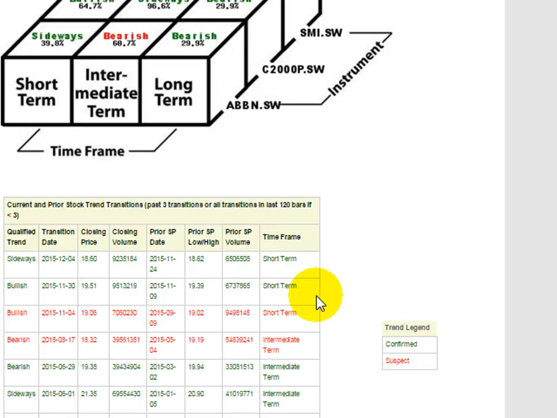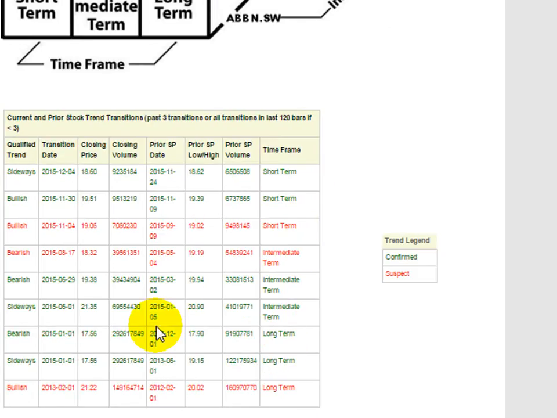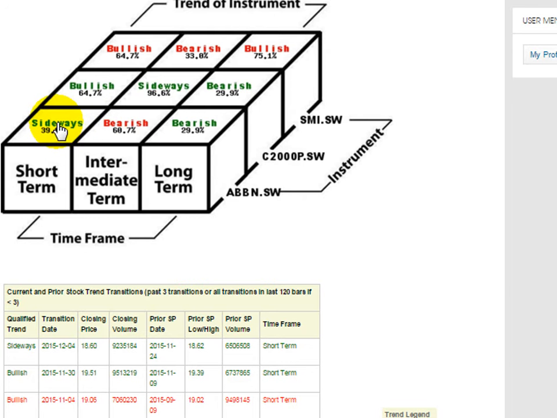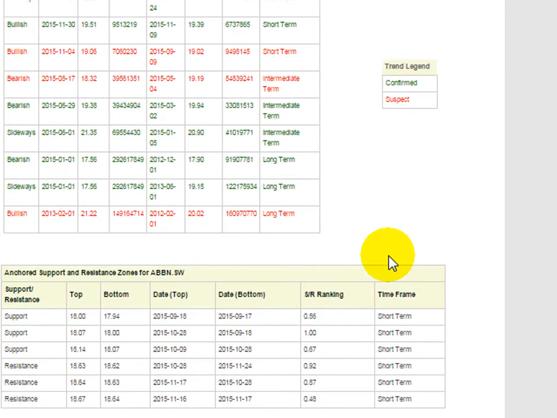Looking farther down the list here, there's a couple tables. One has to do with trends, and this is just a qualified trend transition of the last 3 events that took place. And so if I looked at this particular chart, and I looked at this time frame, I can see here that on the short-term time frame, on these particular dates, it transitioned from suspect to confirmed, and confirmed to sideways. And if I look back up here, I can see the sideways trend that's currently in effect now.